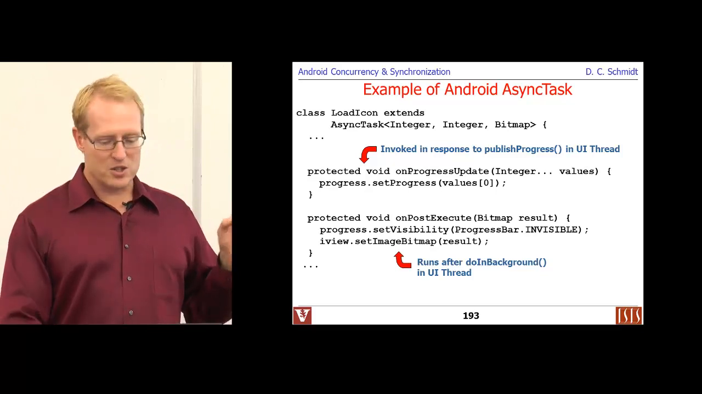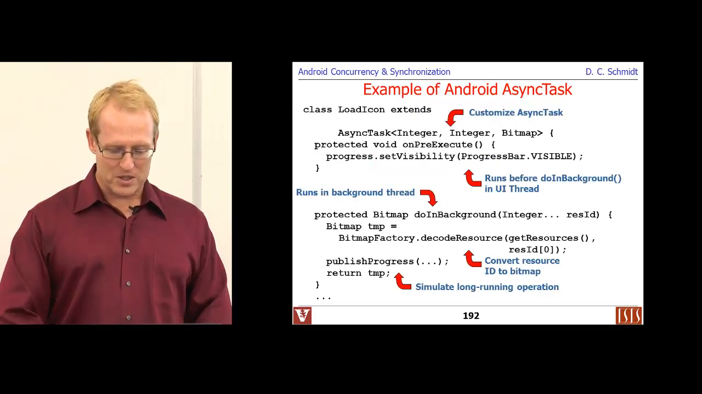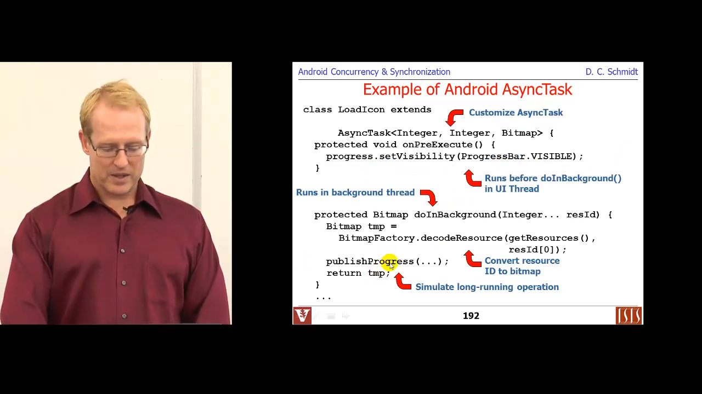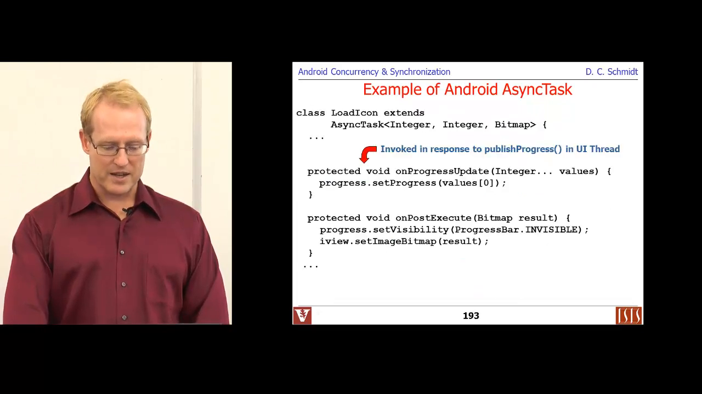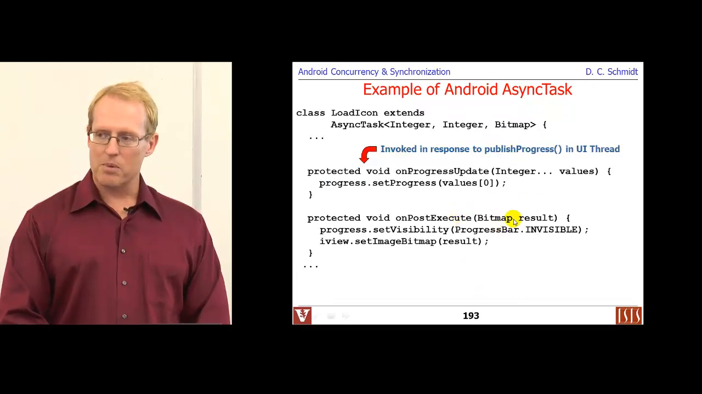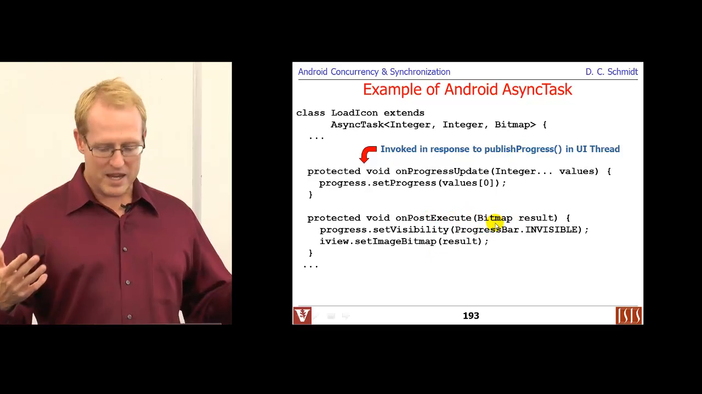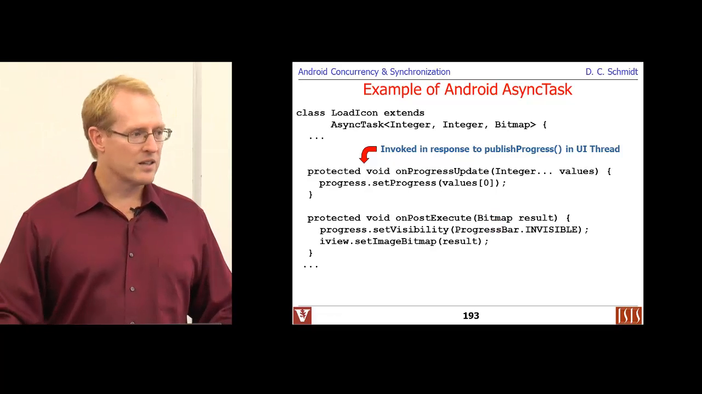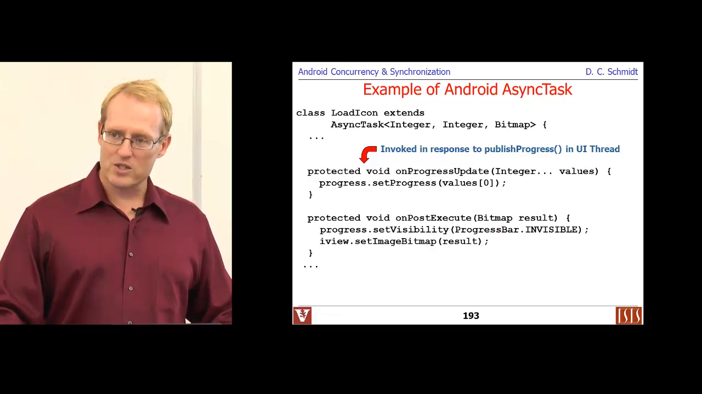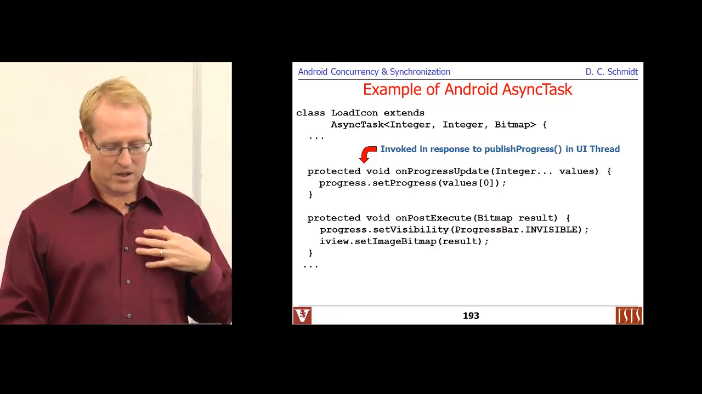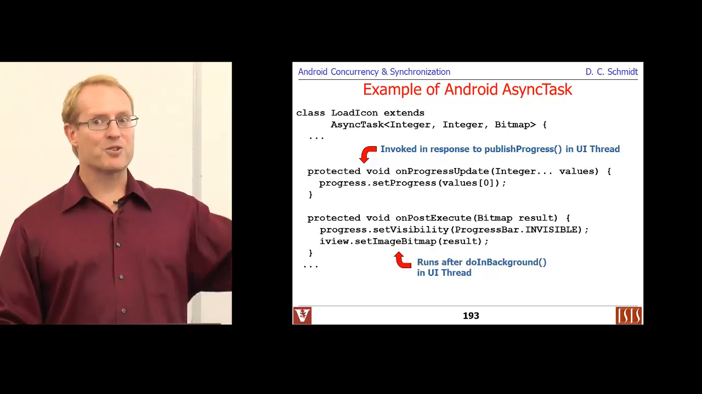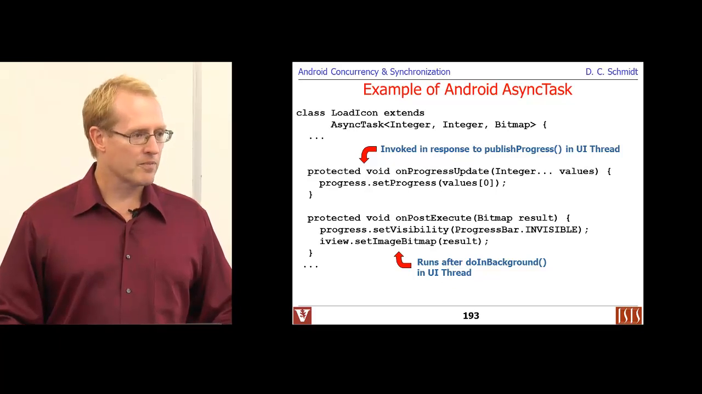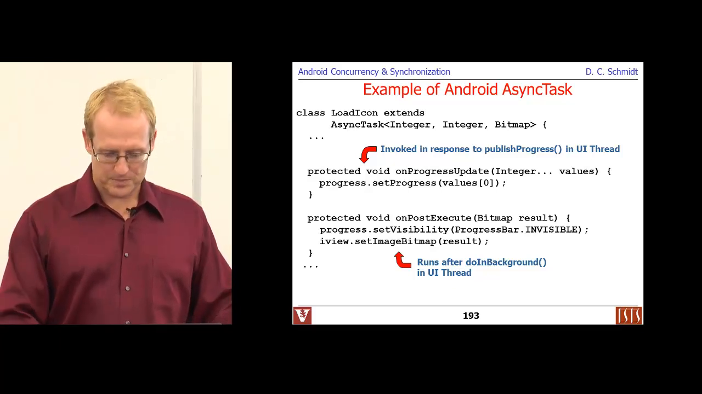And then after the doInBackground method returns, and as you can see, doInBackground returns the bitmap object that we had created when we decoded the resource ID, that gets passed into onPostExecute as the result. We make the progress bar invisible, and then we go ahead and set the bitmap to be the one we just decoded on the image view. OnPostExecute runs after doInBackground is done, and that executes in the main UI thread. So that's basically how AsyncTask works.